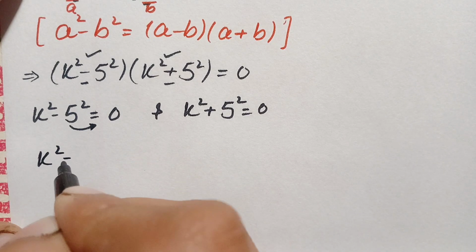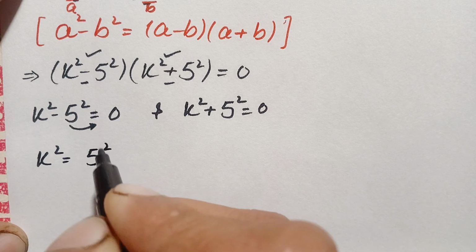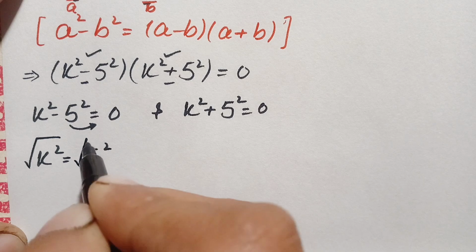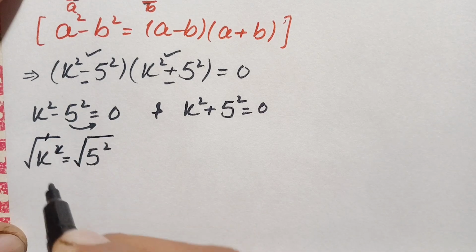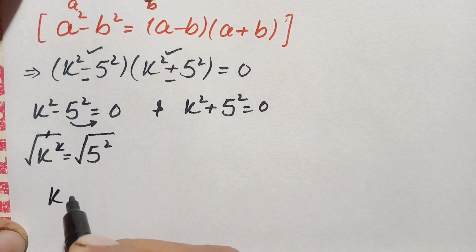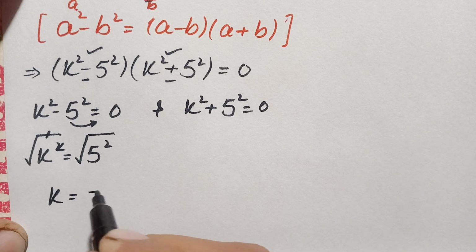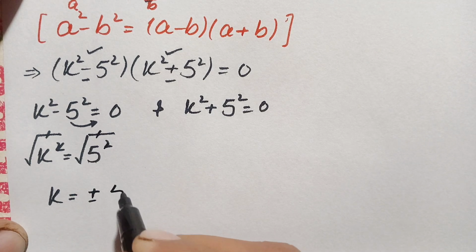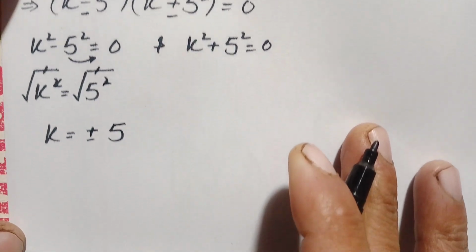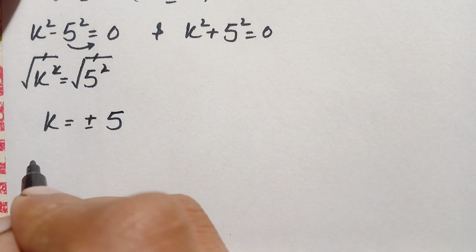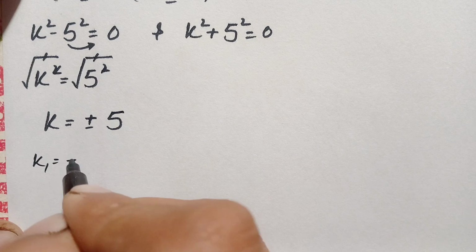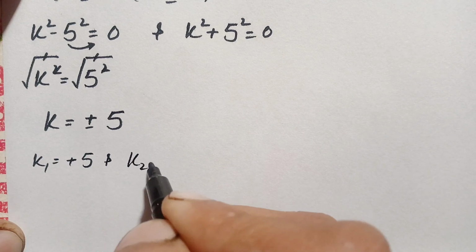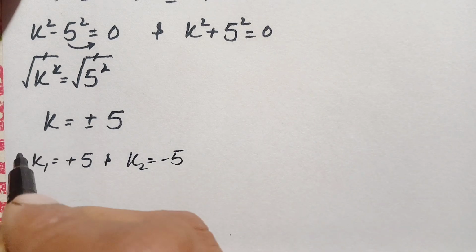So k square is equal to 5 square. We will take square root on both sides. So here this square and this square root will be cancelled. So only k will be left here, is equal to, and here square and square root will be cancelled. So this will become plus minus 5. So here we have two possible values of k. Let us suppose k1 is equal to plus 5 and k2 is equal to negative 5.